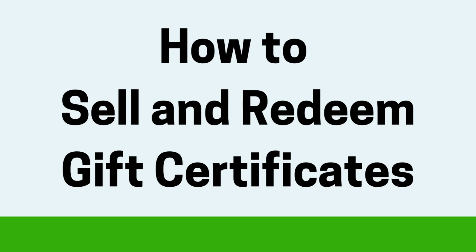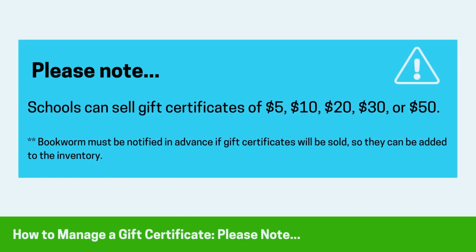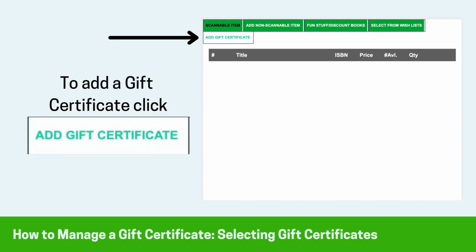How to sell and redeem gift certificates. Please note that schools can sell gift certificates of values of 5, 10, 20, 30, or 50. In order to be utilized, Bookworm must be notified in advance. That way gift receipts can be added to the existing inventory of the book fair. First, to add a gift certificate to a sale, add the certificate by clicking the Add Gift Certificate button located here.